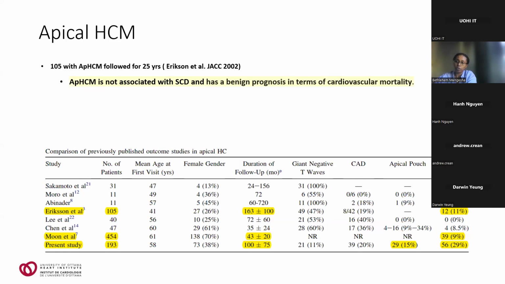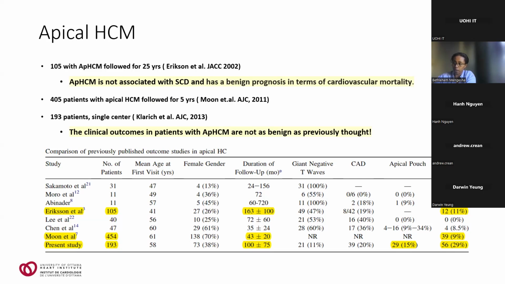So there are not a lot of studies looking at the long-term outcome of the apical variant. Among the studies that looked at a fairly larger population of apical HCM is one done by Erickson and colleagues, where they followed patients for around 25 years. They came to the conclusion that patients with apical HCM have a benign outcome in terms of cardiovascular mortality. Other publications that came out after that, by Nguyen and colleagues and Claridge, concluded otherwise, in that the apical variant is also at higher risk for cardiovascular mortality.